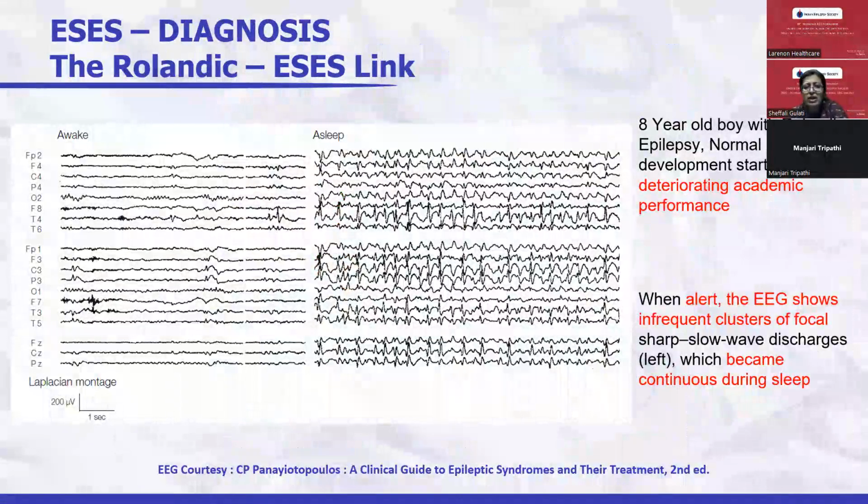This was an 8-year-old boy with Rolandic epilepsy and normal development who started showing declining academic performance. When alert, the EEG showed infrequent clusters of focal sharp slow wave discharges on the left, which became continuous during sleep.